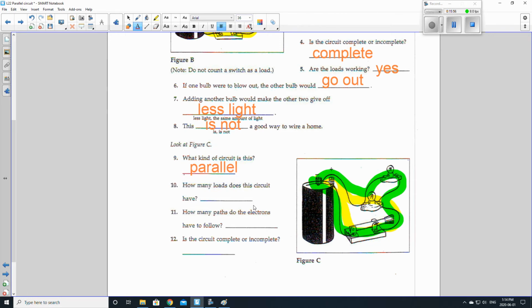How many loads does this circuit have? So the loads are the things that use up electricity, so two bulbs. Okay, so there's two bulbs, that means it has two loads. How many paths are there to follow? Two. Is this circuit complete or incomplete? So the switch is closed, all the metal is touching the other metal, okay? So it is in fact complete. Okay, let's turn the page.